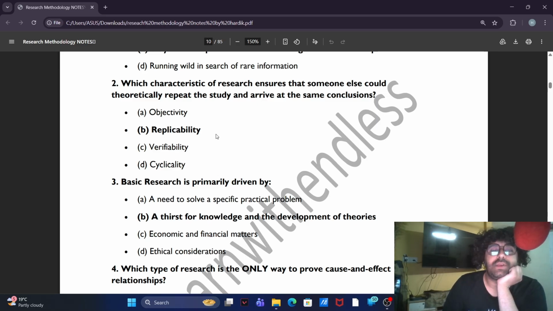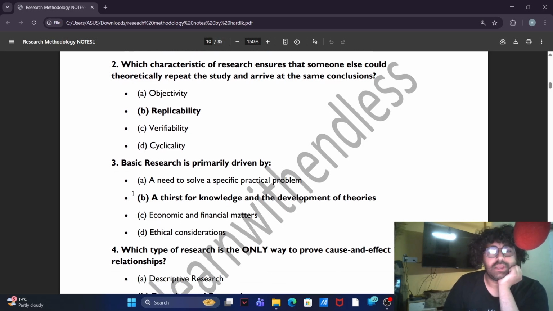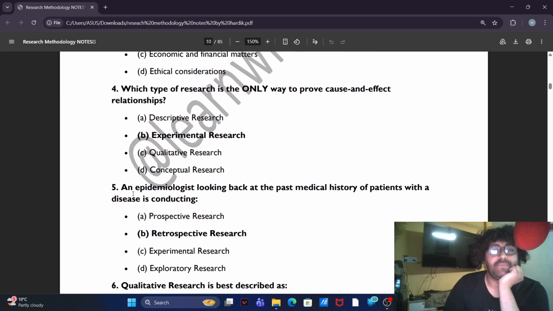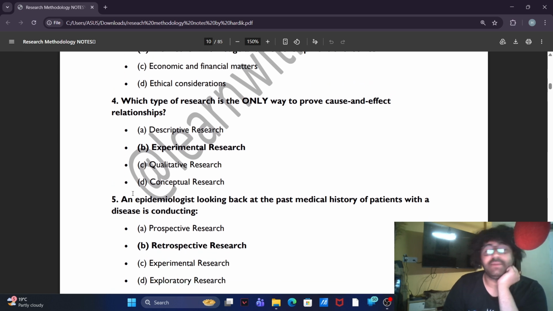Answer is B, replicability. Basic research is primarily driven by: A. Need to solve specific practical problems. B. A thirst for knowledge and the development of theories. C. Economic and financial matters. Answer is B, a thirst for knowledge and development of theories. Which type of research is the only way to prove a cause and effect relationship? Answer is B, experimental research.